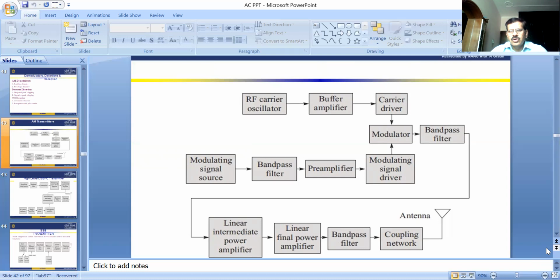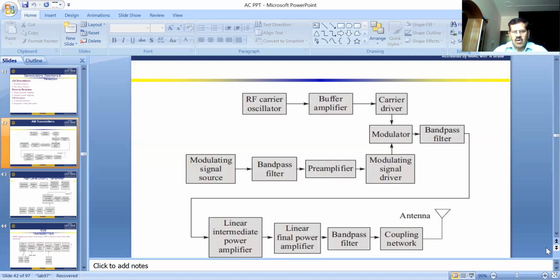So in the modulator, two signals are mixed. One is the carrier signal and the second is the modulating signal or baseband signal. After the modulation process, this signal is applied to the band pass filter, which filters a particular frequency range, and then it is applied to the linear intermediate power amplifier. The power amplifier increases the strength of the signal to a particular level, and it is applied to the linear final power amplifier.